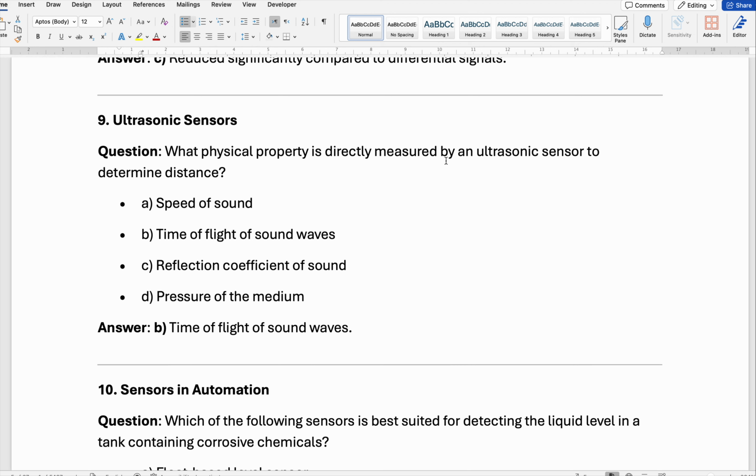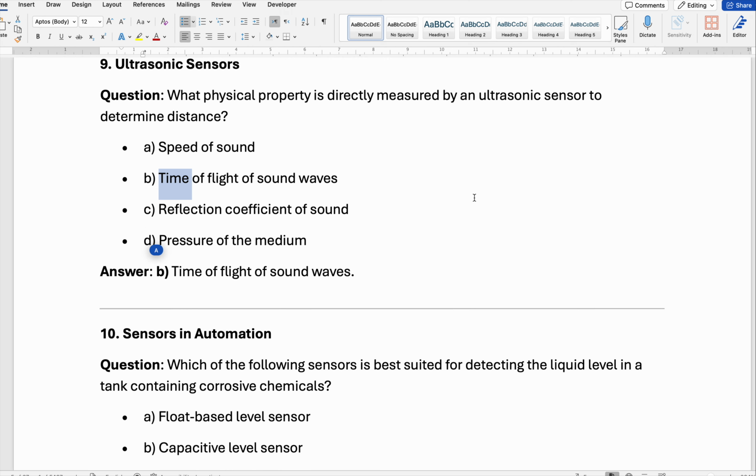What physical property is directly measured by an ultrasonic sensor? That is very clear. The ultrasonic sensor sends an ultrasonic wave and it comes back. So here the time of flight of the sound waves goes and comes back. Now we have the speed of sound, and we also know the distance. Well, we don't know the distance, we will calculate the distance, which is equal to the speed of sound times the time that I'm already getting here. And by distance, I mean the level.